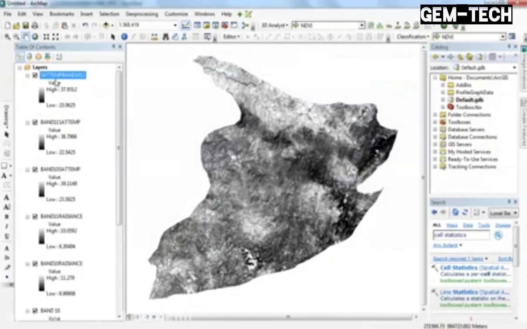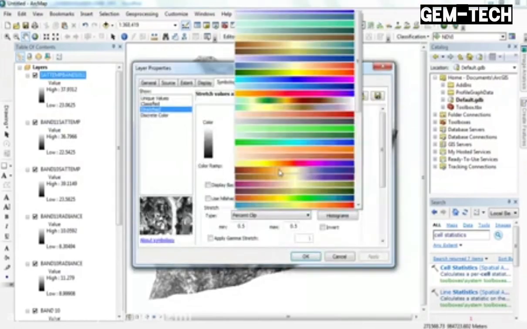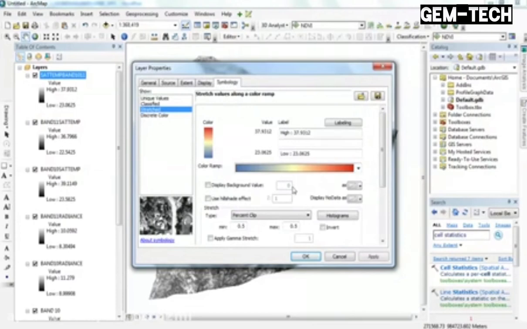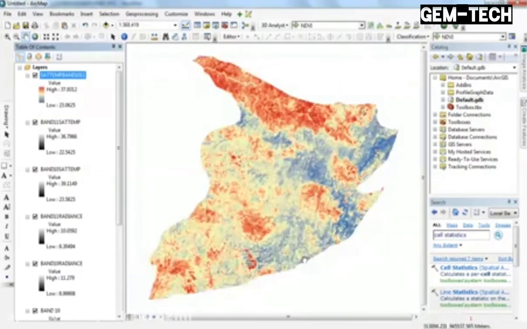And here we go. This is my satellite temperature data, and I can go ahead and work with these in several kinds of modeling and do all sorts of stuff with it. My data ranges from 23.0 to 37.93 degrees Celsius.